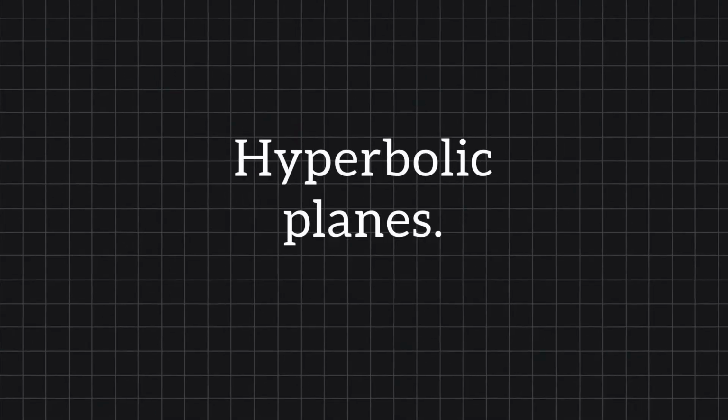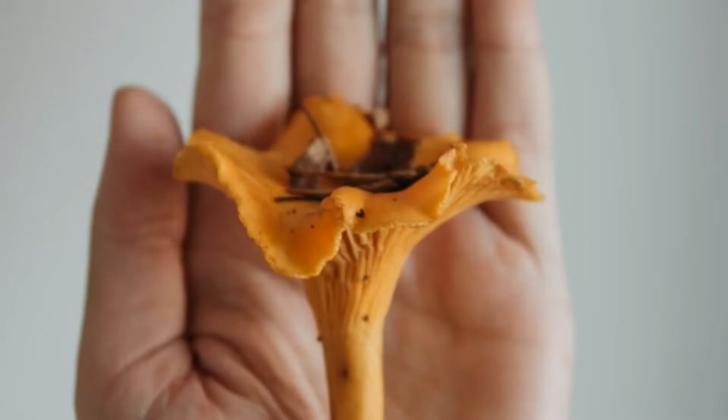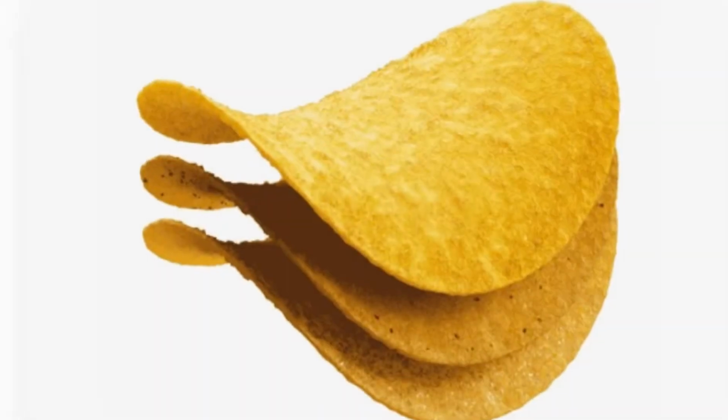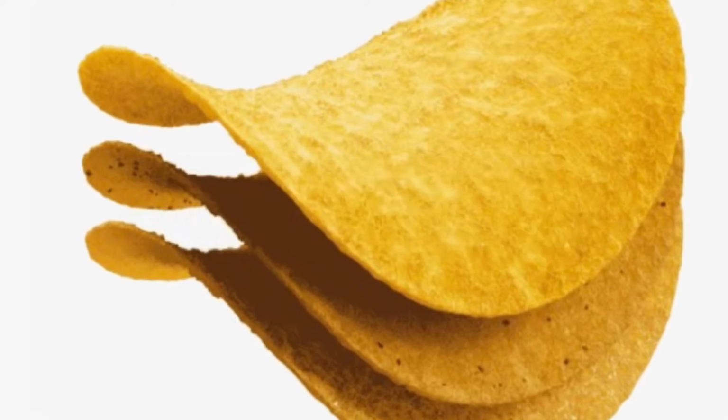Today we're going to create some hyperbolic planes. For example, a Pringle, a chanterelle, and some kale. But how do you do that, you might ask? Here's how. Let's start with something simple, a hyperbolic paraboloid.